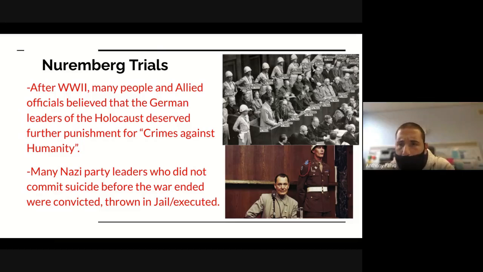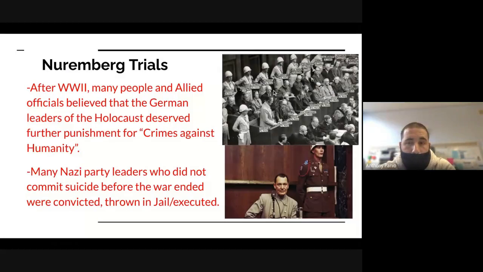Okay? And I know it may be a little tough to see, but if you zoom in a little bit on the picture, you'll notice that there are basically rows of German leaders, and they get different punishments depending on what they did. So this particular guy here, if you follow my mouse, he's going to jail for 10 years. The guy to his right, he's going to jail for life. The guy to his right is going to jail for 20 years. The guy to his right, he's sentenced to death.